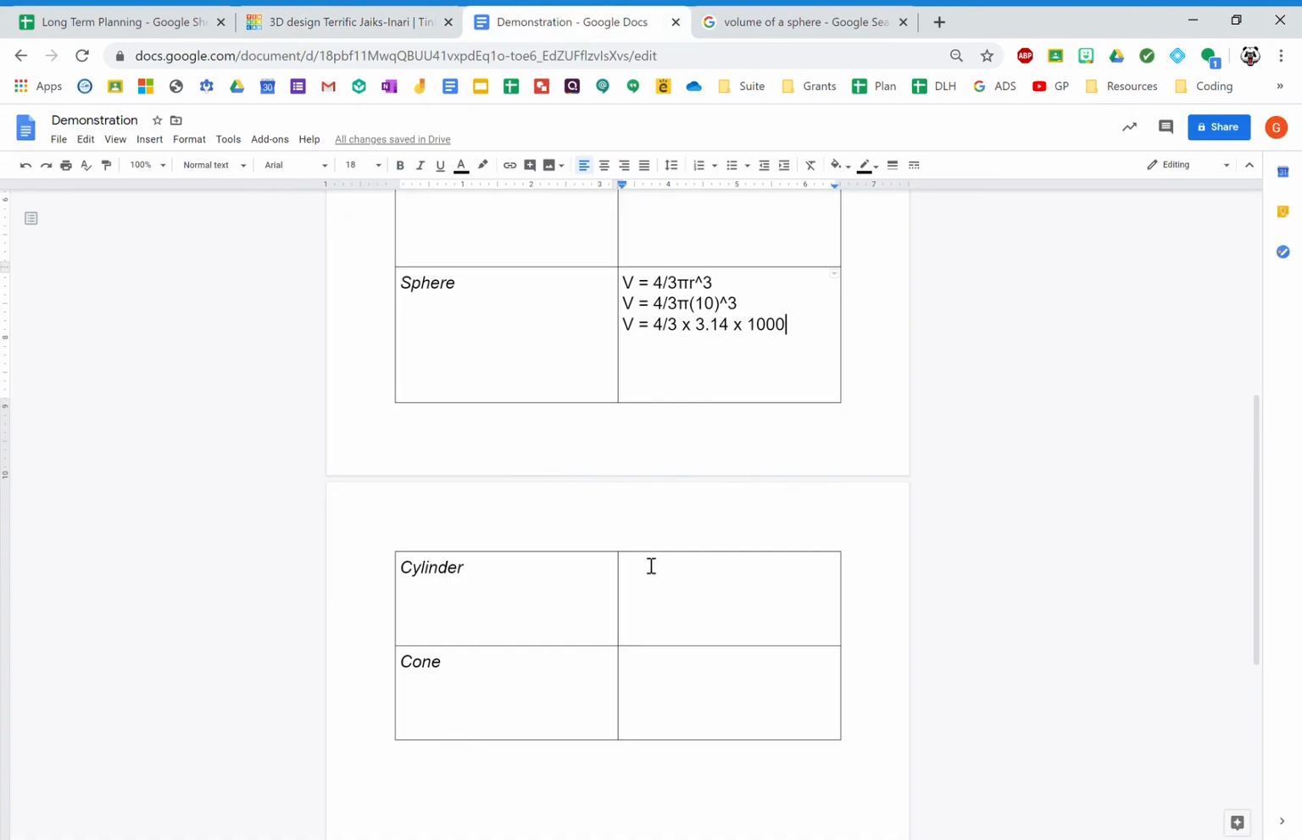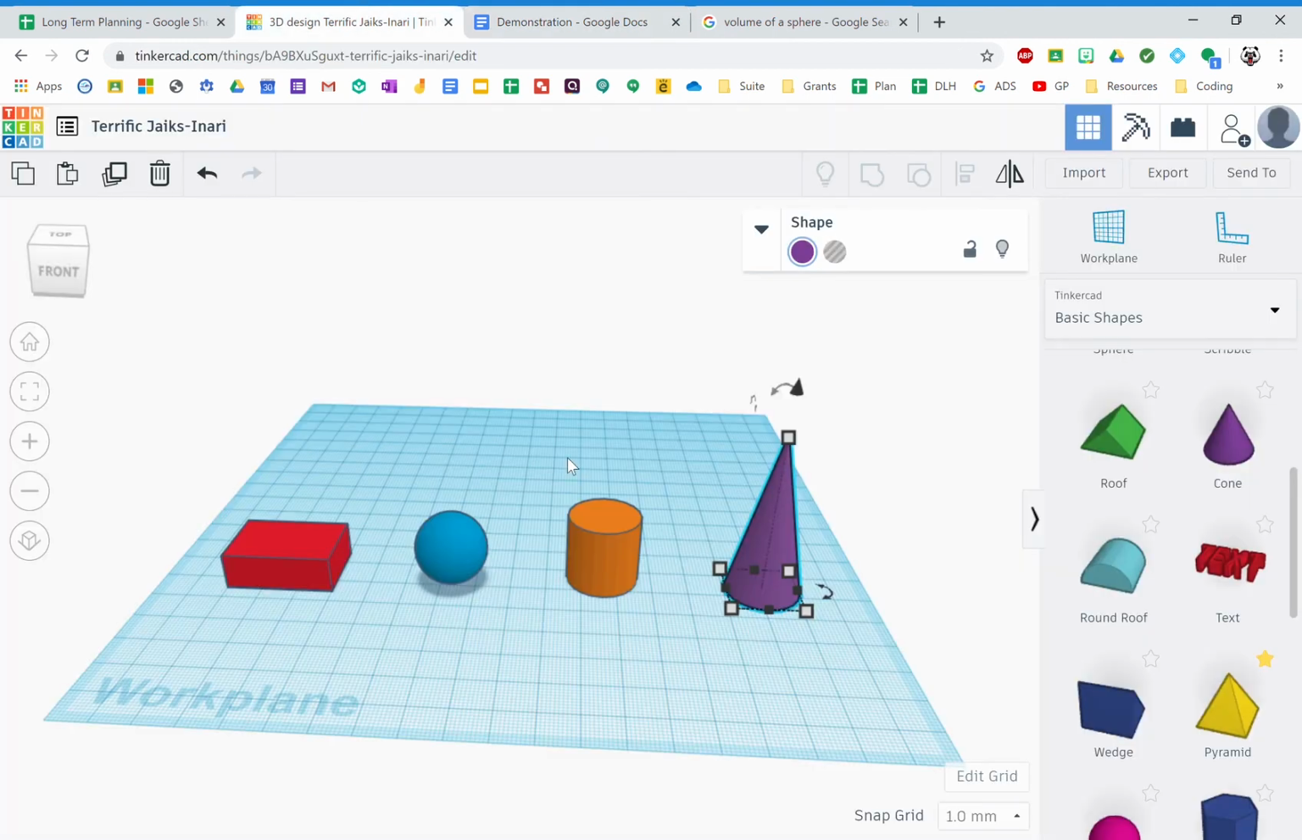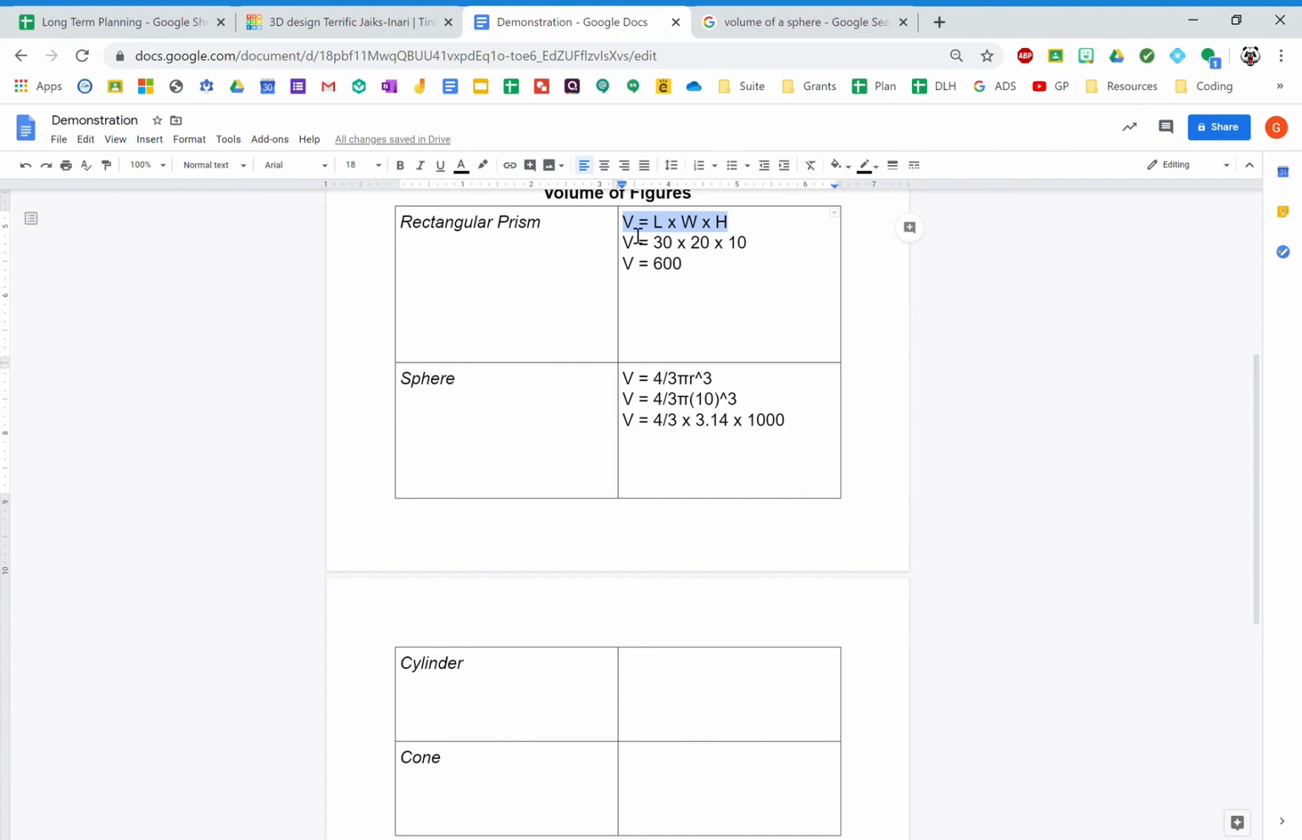Now what I need you to do, when you are proving to me that you can calculate the volume of these four figures that you used, is start with a formula and solve it step by step. Do not just give me volume equals a number. If you give me that, I will not accept it. That will be wrong. I want you to work through it. Okay? That's basically it.